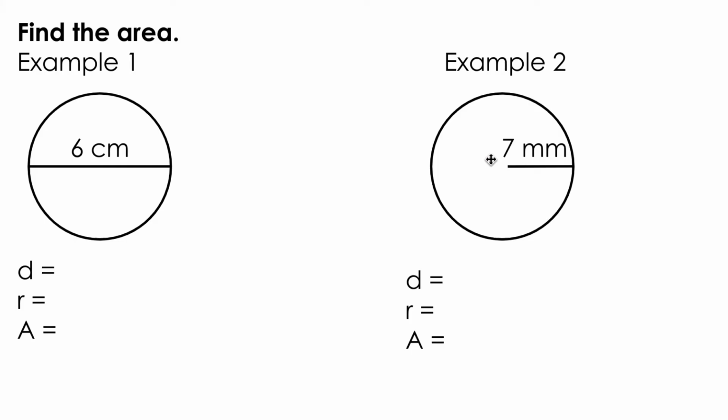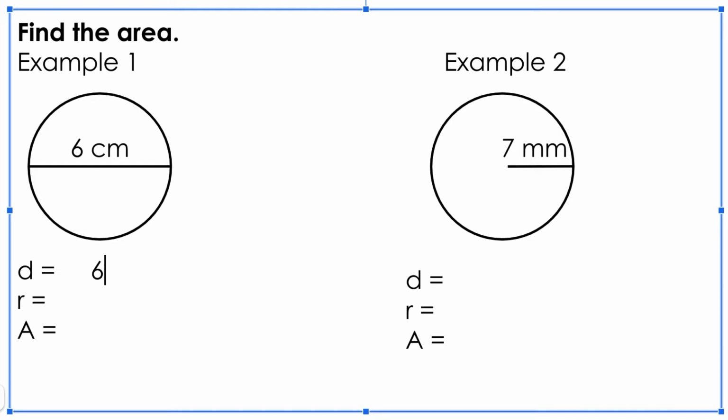Here are a few examples of finding the area of a circle. For example number 1, we are given the diameter. The diameter is 6 centimeters. The radius is the distance halfway across the circle, which is 3. And then that radius will help us figure out the area. So the formula for the area is pi times radius squared, or pi times radius times radius.